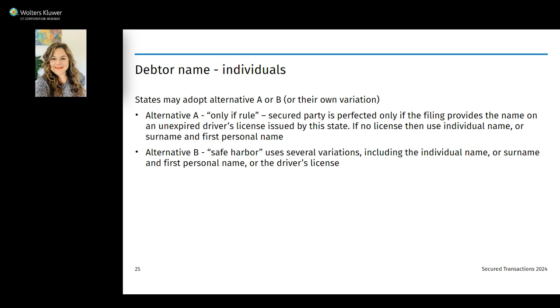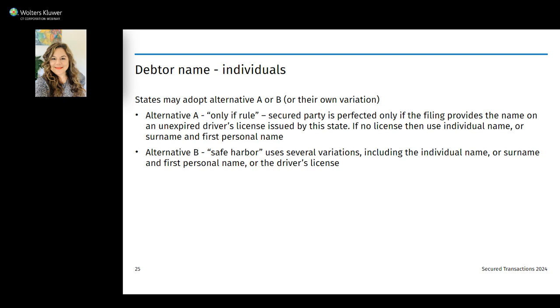Now, if we switch to alternative B, this particular alternative is a little bit harder on searching. It's called the individual's safe harbor rule, not to be confused with another safe harbor rule that I'll talk about later. This particular alternative allows the secured party to use several different options or variations in the individual's name. So they can choose the individual's name, like the nickname, Lid or Liddy, and my surname, which is Dunsty, or they can use my first personal name and surname, which is Lydia Christina Dunsty, or they can use the driver's license.